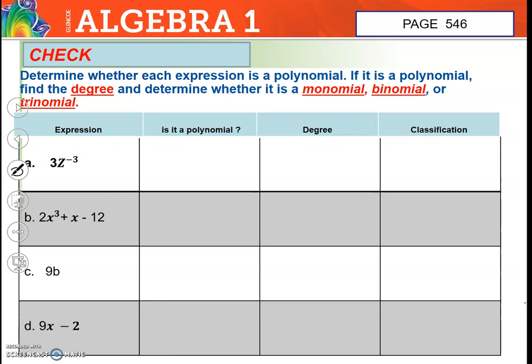Now, I want you to have this and try on your own, and it's going to help you. But if you have any questions, you can send them to the portal for clarification.